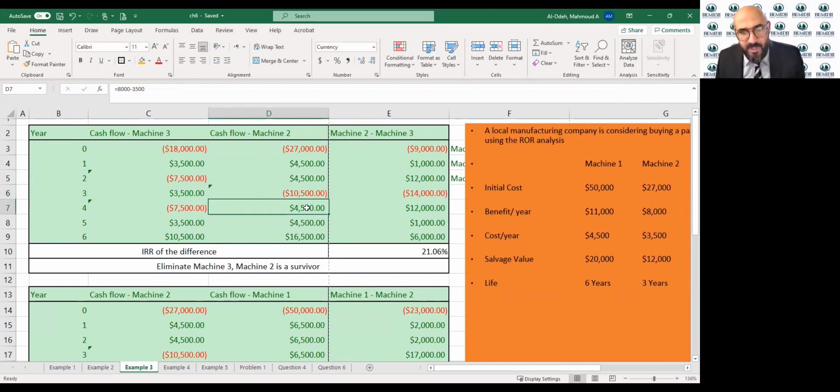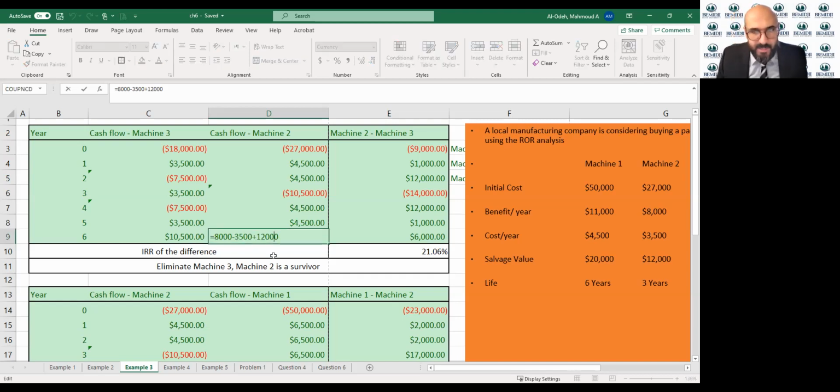On year 4 and 5 would be just 2 transactions, the benefit and the cost. And on year 6, that's the last year for the analysis. We don't have to buy a new machine. We're just having 3 transactions, the benefit, the cost, and the salvage value.